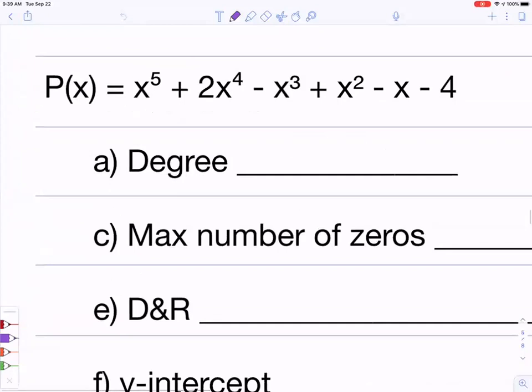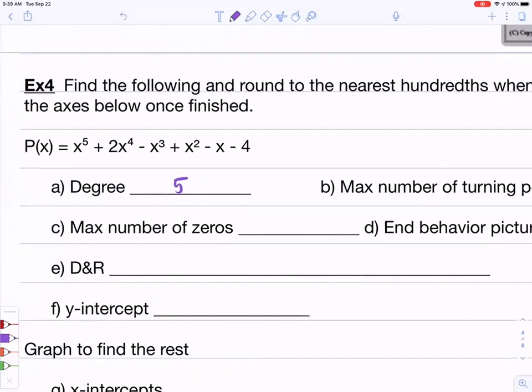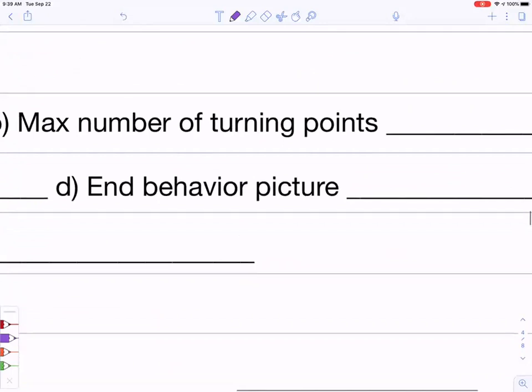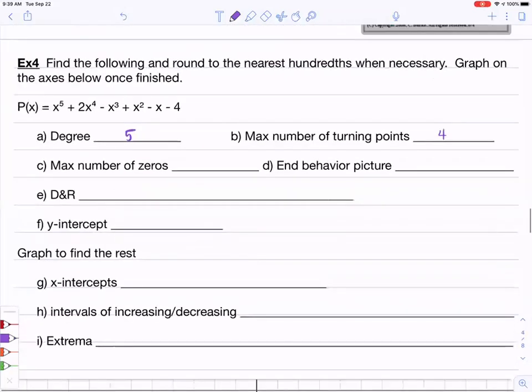What is the degree of this polynomial? 5. Why is that? Degree is the highest power. Yep. All right, part B, this is also new. What's the maximum number of turning points? Now, Dylan, you're out because you just answered that. So what's the maximum number of turning points? Say it again, Blake. 4. Why is it 4, Blake? Very good. It's always going to be my degree minus 1. Okay. All right. So Blake's out too.